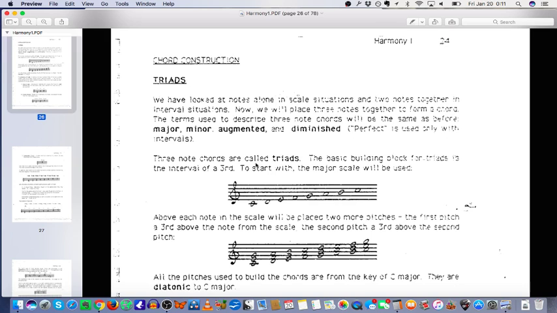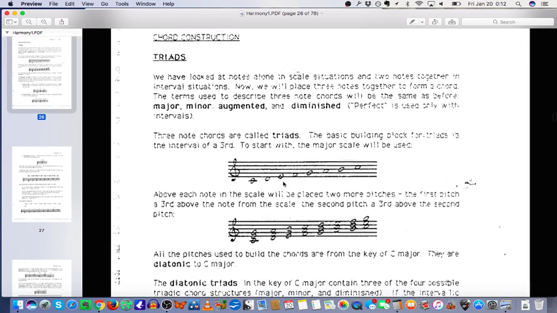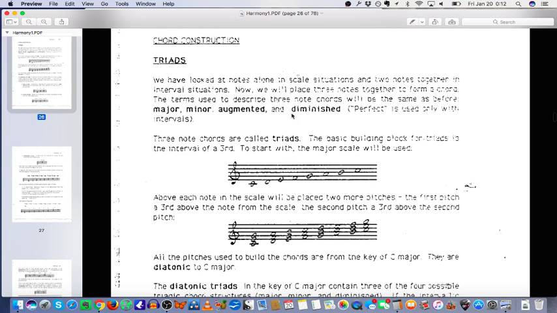Now, the basic building block between the notes is the interval of a third. So here we have the notes from the C major scale, and then we stack more notes on top of it. You see the second layer of notes right there, and then a third layer of notes, all stacked in thirds. These are all groups of triads. Okay, let's see what Berklee has to say about it.